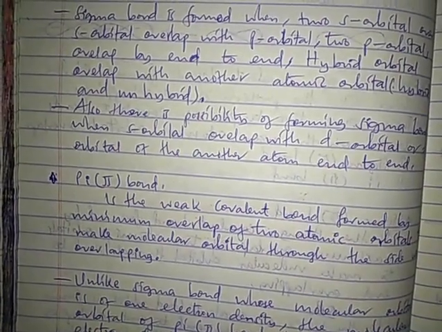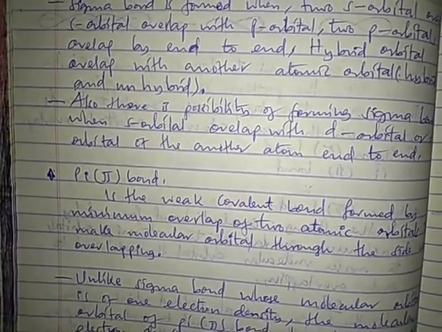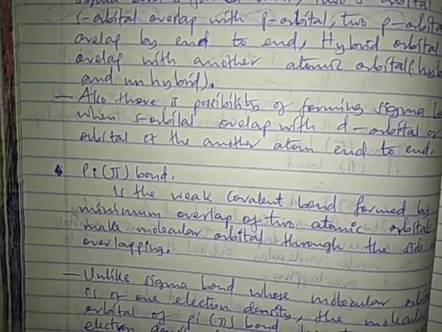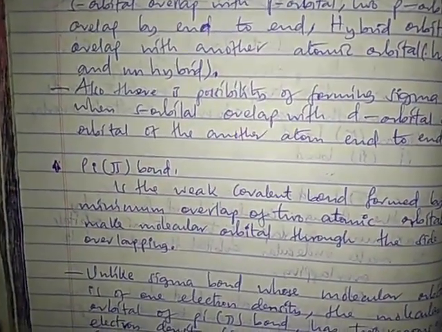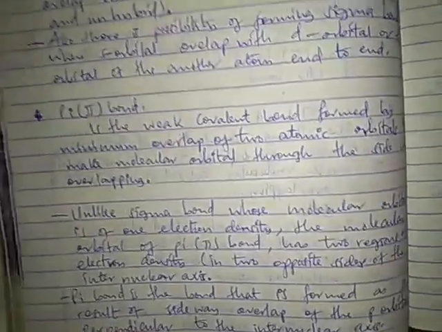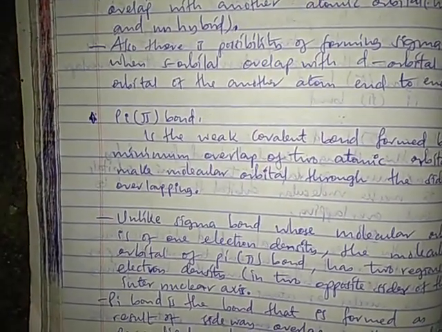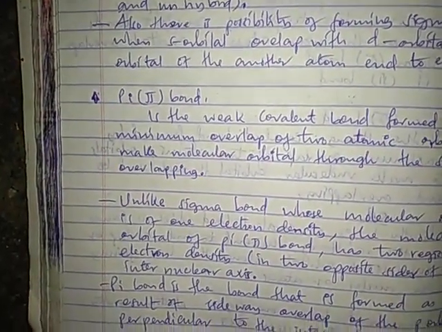Also, there is a possibility of forming a sigma bond when an s orbital overlaps with a d orbital or an orbital of another atom end to end. So if there is end-to-end overlap, the bond formed is a sigma bond. And remember here, a sigma bond can be formed with one hybridized and one unhybridized orbital.